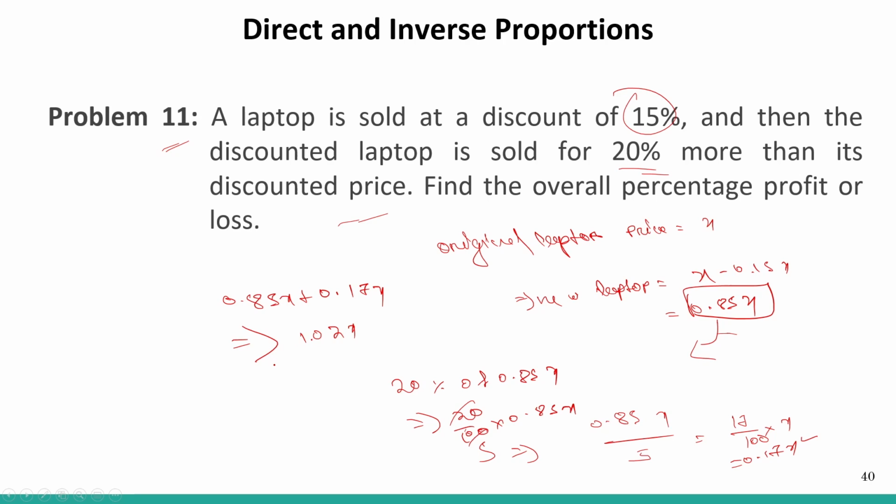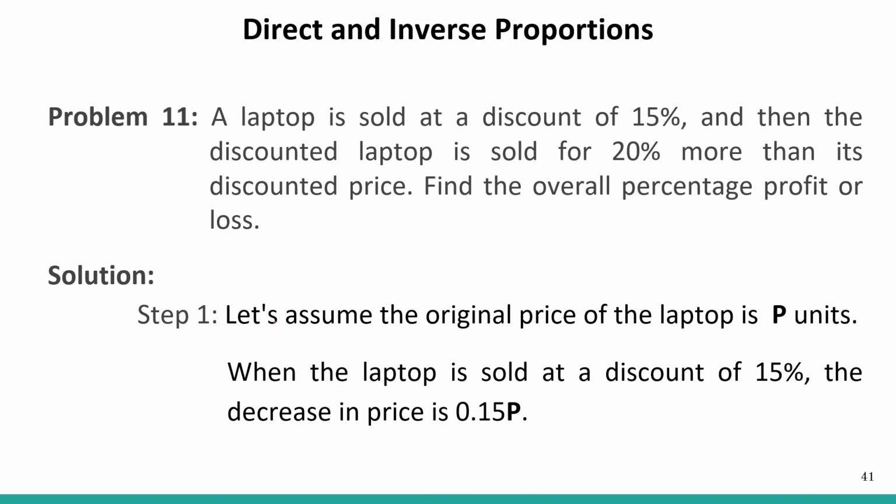1.02x is the new price of that laptop. So the overall profit percentage will be what? Overall the profit is 0.02x and the original price was 1x, into 100. So this will be 2 by 100 into 100, so it will be 2%. So the overall profit is 2%.